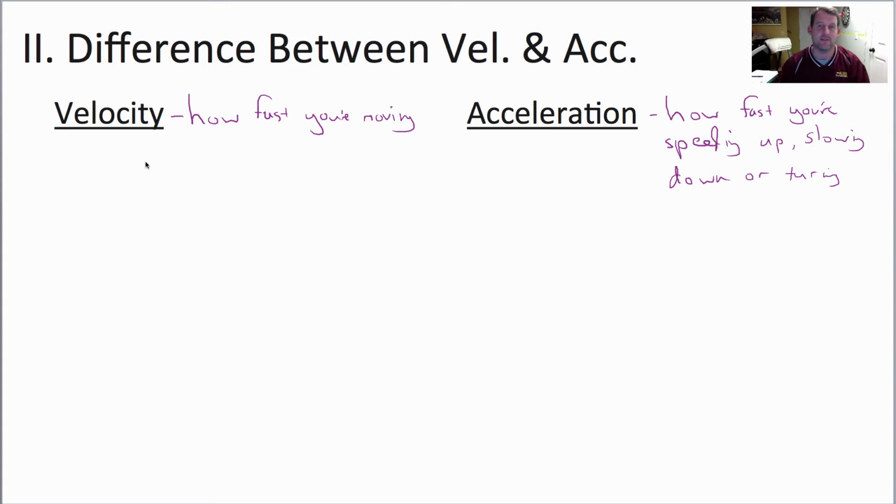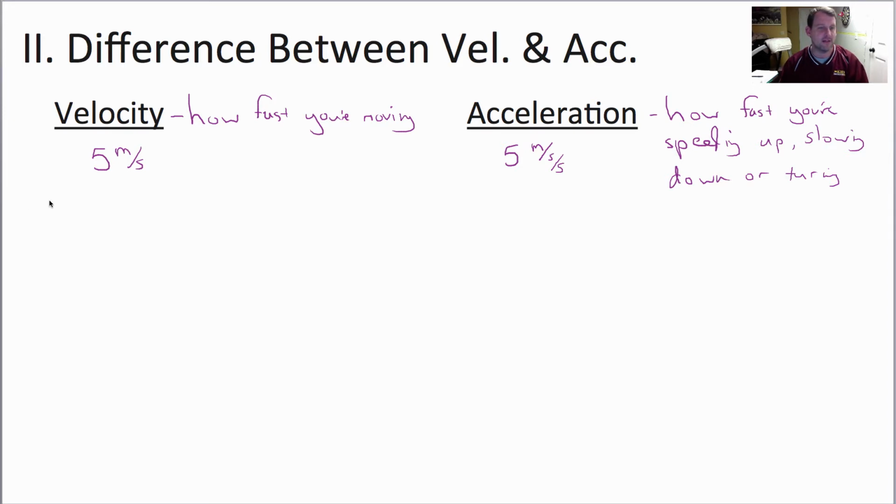So let's take a look at an example to help drive this home. Let's say we're moving with a velocity of 5 meters per second. So every second we're moving 5 meters farther down the track or the road or whatever we're doing. Let's look at our acceleration. What if we have an acceleration of 5 meters per second per second? Again, it's meters per second per second. That means we're speeding up by 5 meters per second every second.